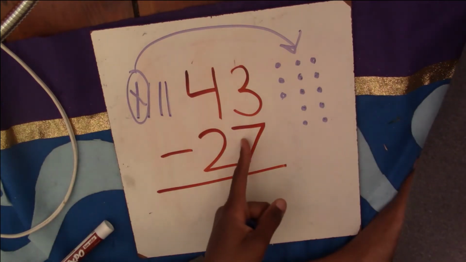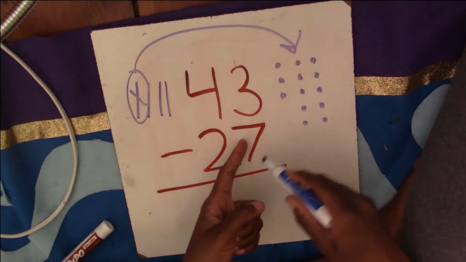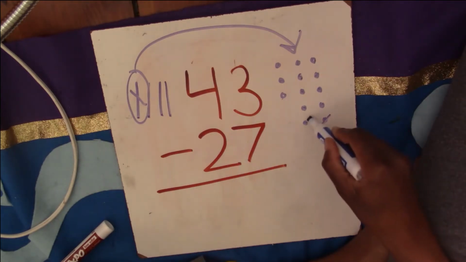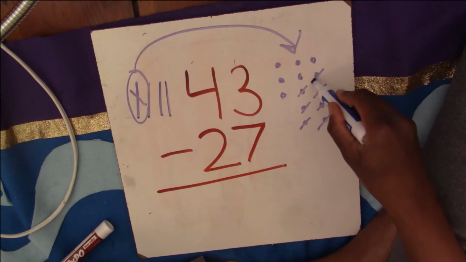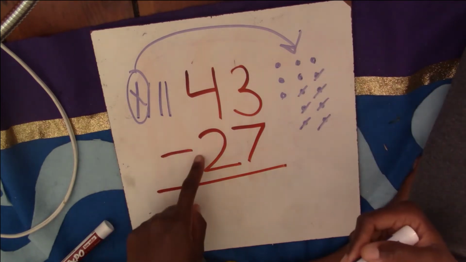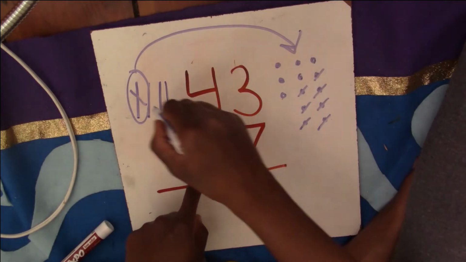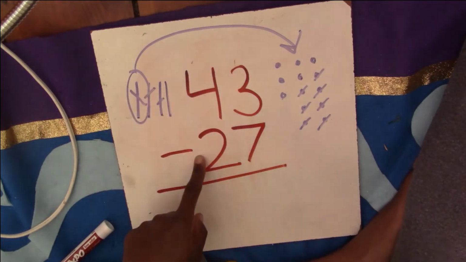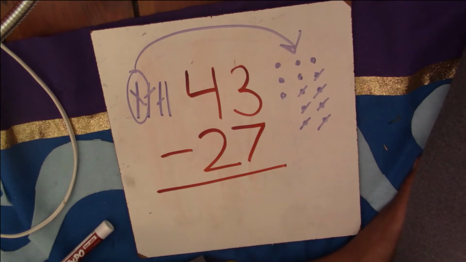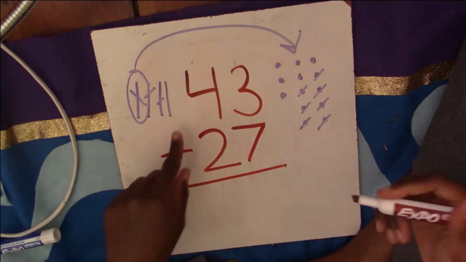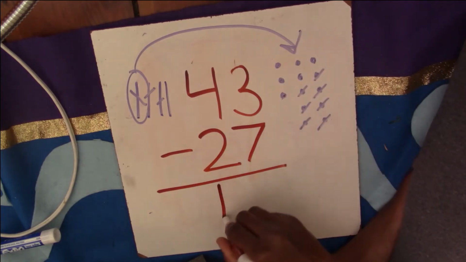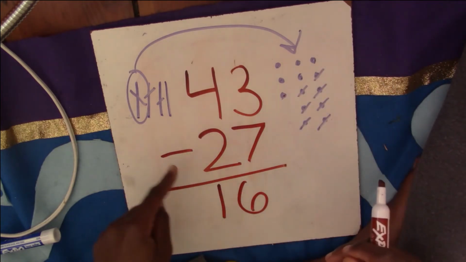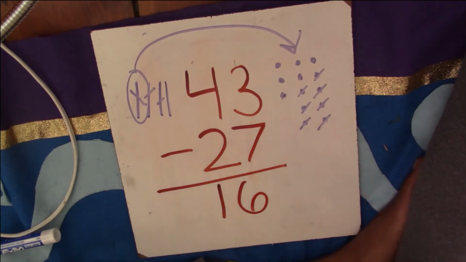Now, can I take away 7 ones? Yes, I can. So I'm going to take away 7 ones: 1, 2, 3, 4, 5, 6, 7. Now I'm going to take away 2 groups of 10. 1 group of 10, 2 groups of 10. Now I'm going to count up what I have left: 10, 11, 12, 13, 14, 15, 16. 43 take away 27 is 16.